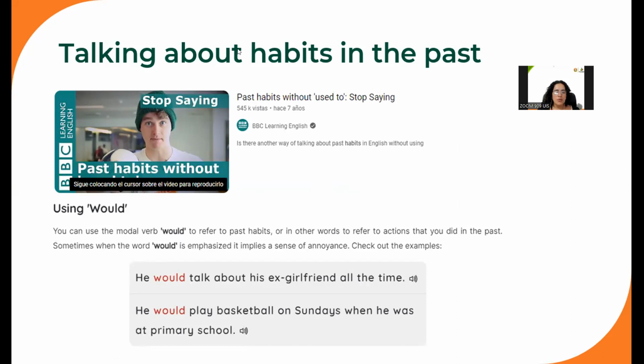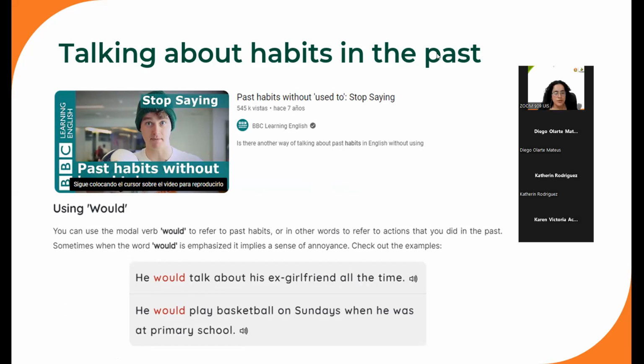Let's read the examples. So, Diego, can you read both examples? He would talk about his ex-girlfriend all the time. He would play basketball on Sundays when he was at primary school. Primary school, okay? So for past actions, we can use would or we can use used to, okay? He used to talk about his ex-girlfriend or he used to play basketball. It's also possible, okay?